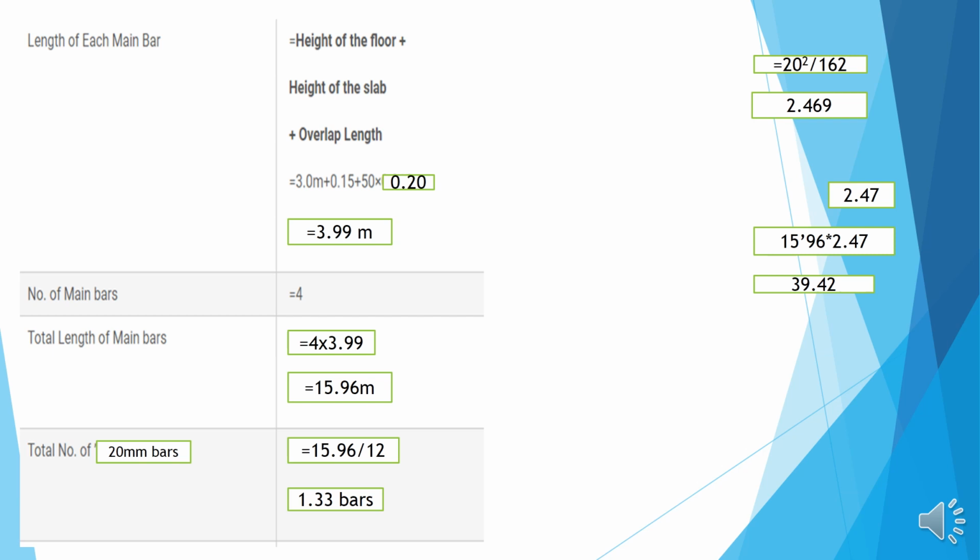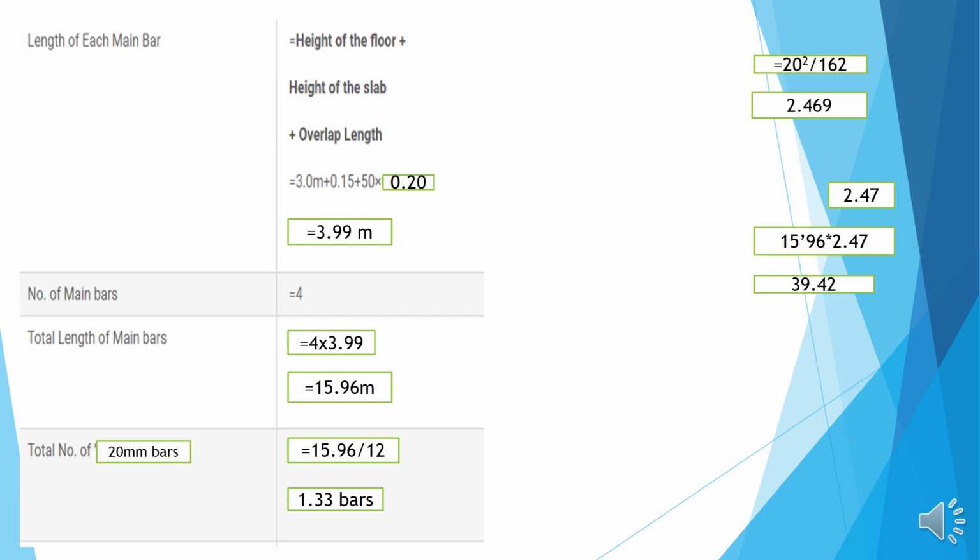Length of each main bar is equal to height of the bar plus height of the slab plus overlap length, that is 3 meter plus 0.15 plus 0.50 plus 0.20, which makes 3.99 meter. Number of bars is equal to 4. Total length of the bar is equal to 4 into 3.99, which is 15.96 running meter.